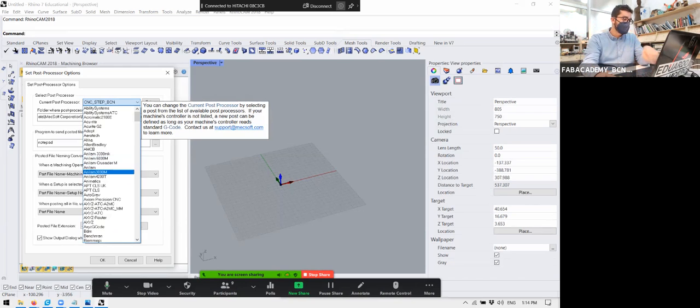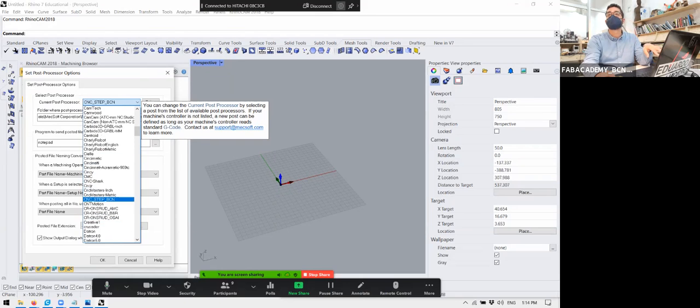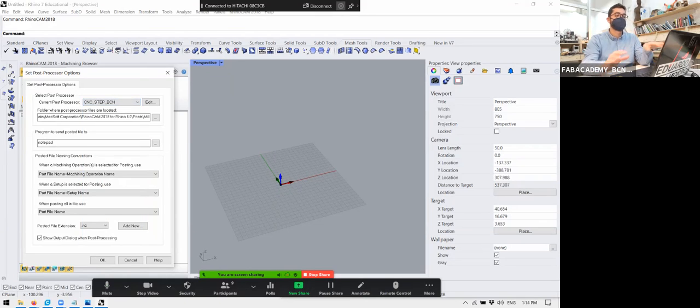So in your case, the one that we are using is the CNC Steve DCM. If you get RhinoCam for your computers and you want to install this post processor, it's on my GitHub. You can download it. It's a file that you just put in the folder in edit. We just choose that one, and we don't need to touch anything.